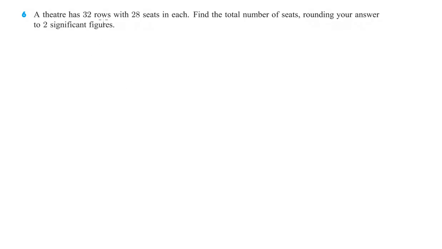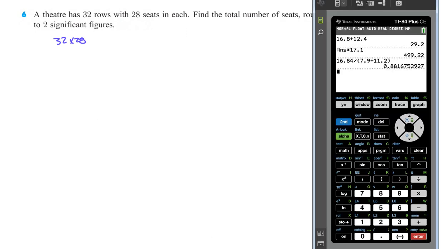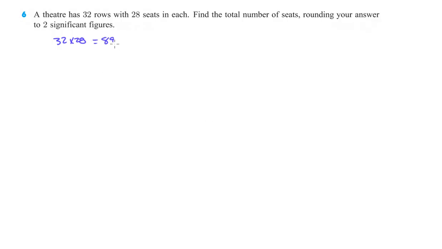6. A theater has 32 rows with 28 seats in each. Find the total number of seats, rounding your answer to 2 significant figures. So it's 32 times 28. So 32 times 28 gives us 896. And it says round your answer to 2 significant figures. It's an interesting thing to round to 2 significant figures if you know the exact number, but that's all right. We'll just play their game.